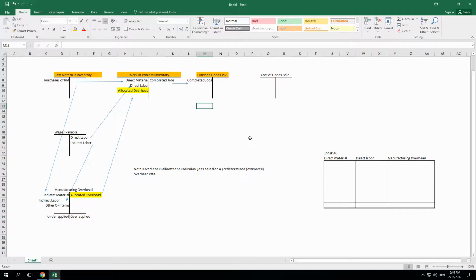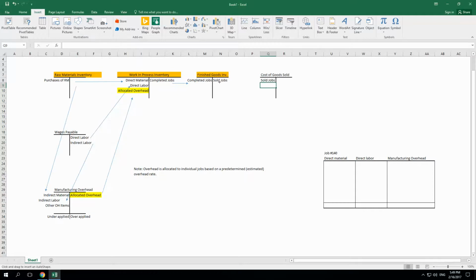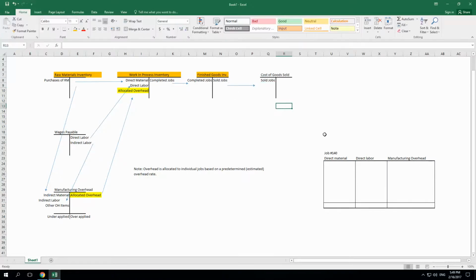And then finally, as the jobs are sold, right, they're going to move out of finished goods, just like we've been doing. We credit inventory and we debit cost of goods sold. So we'll just say sold jobs. So they move through the system that way. Okay. So that's a job order cost system.